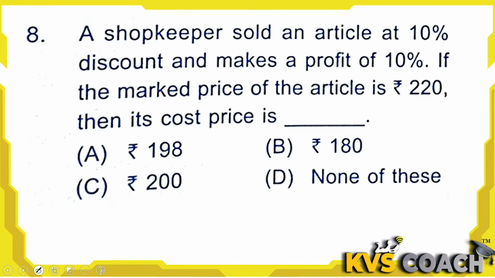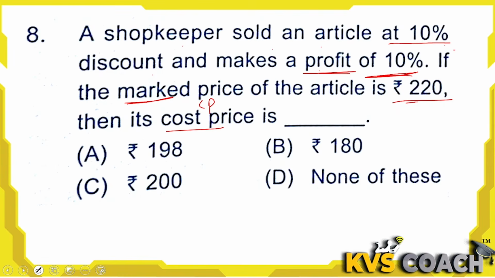Next question is, a shopkeeper sold an article at 10% discount and made a profit of 10%. If the marked price of the article is 220, then its cost price is, we have to find the CP. What is given? The shopkeeper sold it at 10% discount, making a profit of 10%. Actually, he was giving 10% discount, and after giving 10% discount, he was making 10% profit on it. So the marked price is 220, and we have to find its cost price.